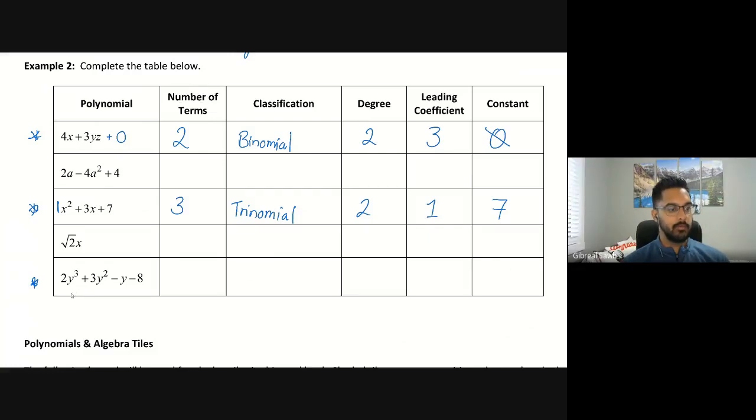Okay, last one, the number of terms. I see 1, 2, 3, 4 terms in this one. Classification, as soon as we get more than 3, we'll just call them polynomials. So it is a polynomial. Whole number exponents again. Degree of this, the highest one I see is going to be a 3. The coefficient of that term is a 2. And our constant this time is actually -8. It's subtract 8 in that polynomial, so -8 is the constant.